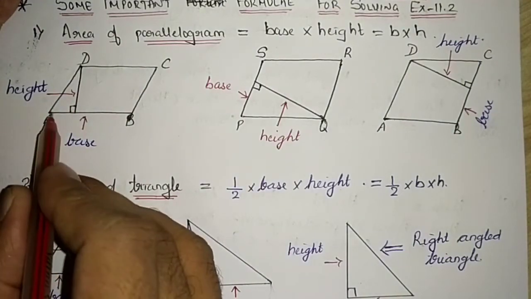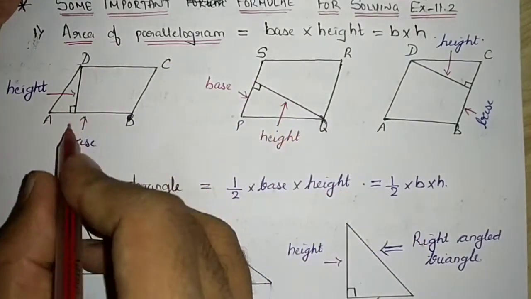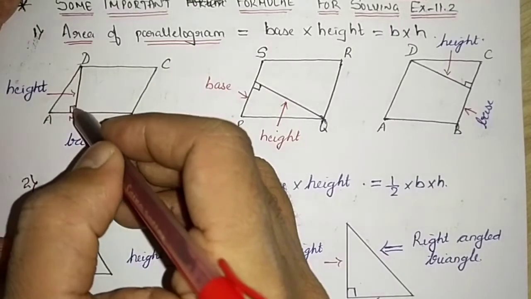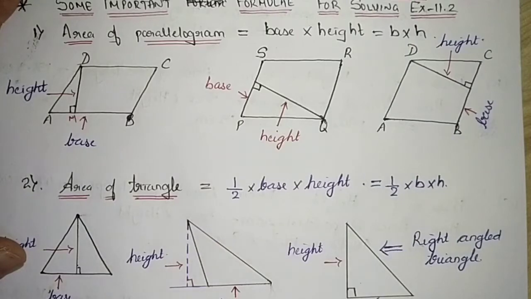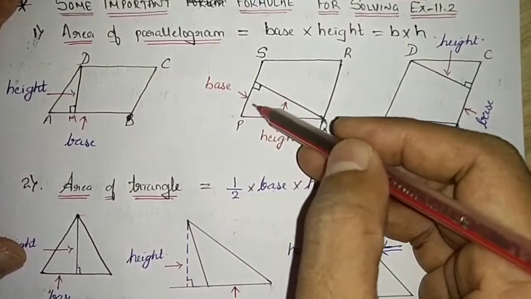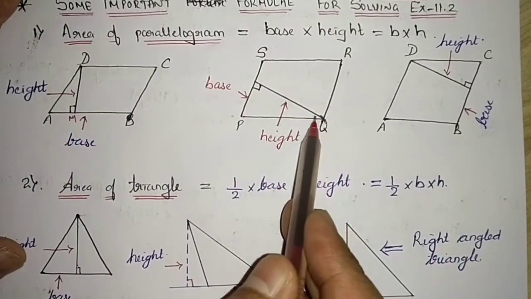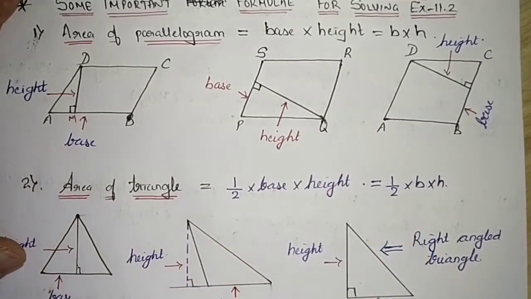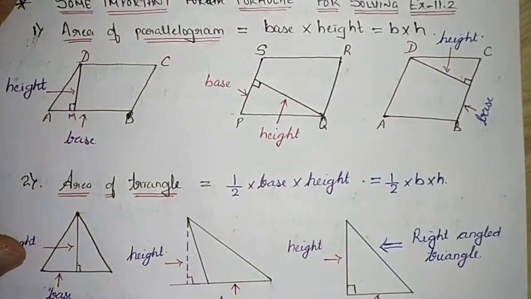That perpendicular which we dropped is known as height. So if they have given you the side AB and the height, let us take m, height dm they have given us, then we can easily put it in this formula and find the answer. Similarly, if the base is SP, then the perpendicular dropped from the opposite vertex to the base is known as height. Hope you are understanding. Please remember this formula. This is the formula of parallelogram.